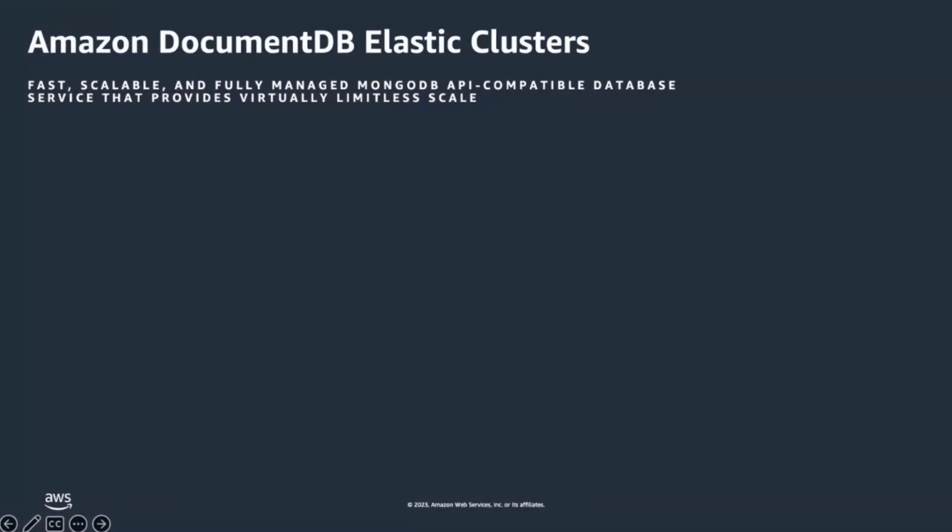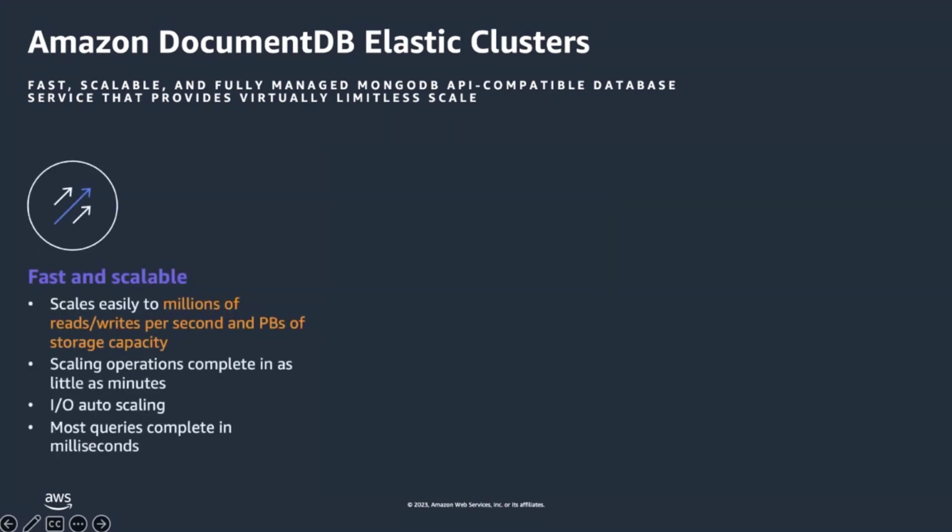Now let's take a look at some of the characteristics of Amazon DocumentDB elastic clusters. Very similar slide to what I showed you earlier. Under fast and scalable, the key callout here is that it can handle millions of reads and millions of writes, as I mentioned earlier, with petabytes of storage capacity.